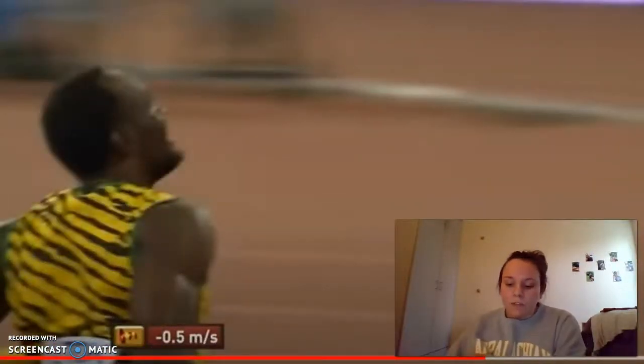Okay, so now how to find the average velocity from that is you will take the displacement over the change of time, so the change of displacement over the change of time. In this scenario, it would be 100 meters since it was a 100-meter race, and the fastest time was 9.79 seconds, so you'll do 100 meters divided by 9.79 seconds, which will give you an average velocity of 10.21 meters per second.